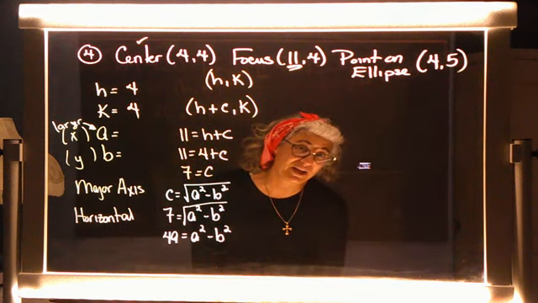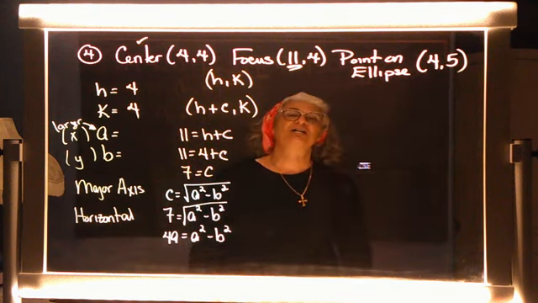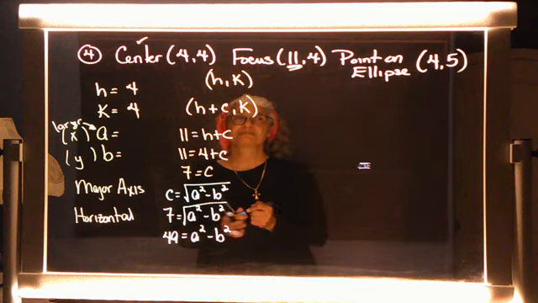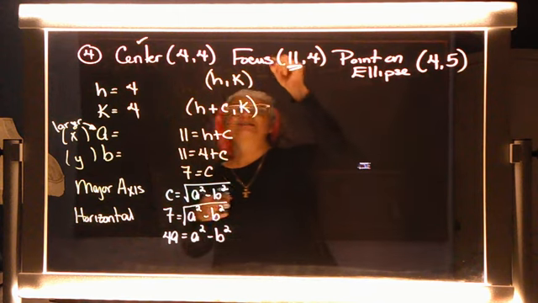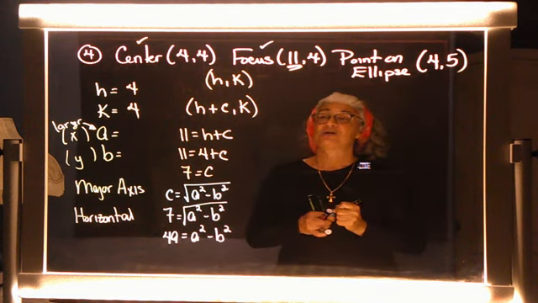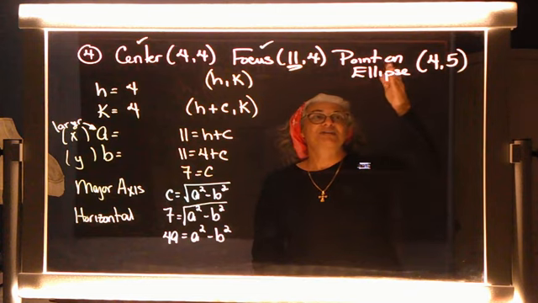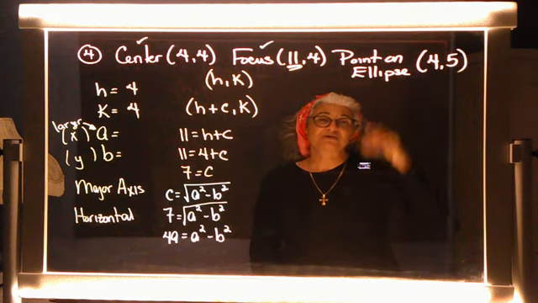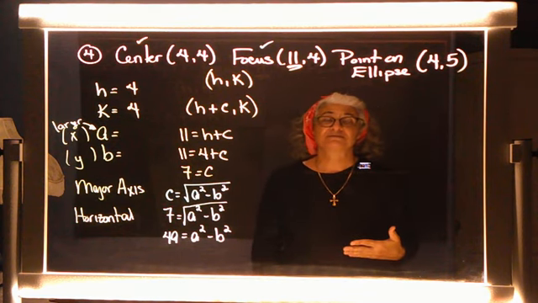But I still don't know A and B, do I? So how am I supposed to... All right, hang in there. Do you notice the one piece of information I still need to use? I use the focus, by the way. The one piece of information I still need to use? Yeah, the point on the ellipse. That's the only other piece of information I have. That actually tells me something.